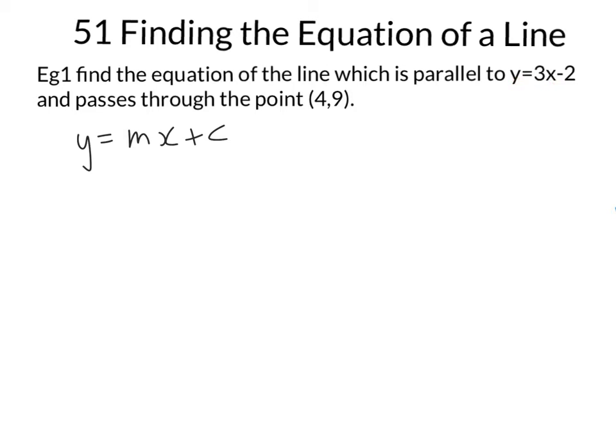What does that mean? If it's parallel, it means it's got the same gradient as that line, and the gradient of that line is 3. So the gradient of the line that we're trying to work out will be 3 also. So it'll be y equals 3x plus c.